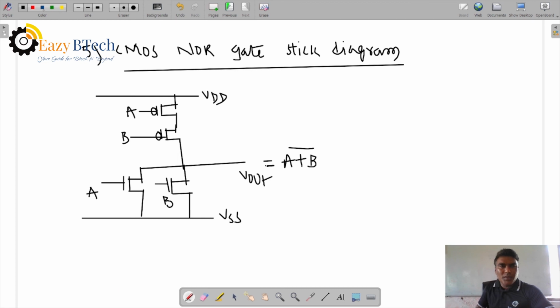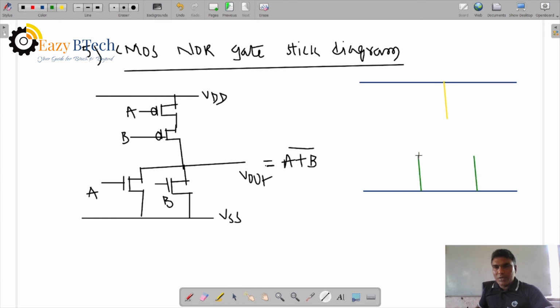Let us see this one in color stick representation, the stick diagram. VDD and VSS are blue, as usual. You can take yellow color for P diffusion, right? And green for N diffusion. Both are in parallel. We can join this because the drains are the same. How many polysilicons are there? Two polysilicons. One polysilicon A, one polysilicon B, in series here. These are parallel and interconnection. This N diffusion to P diffusion, we are using metal, and the output is metal, right?